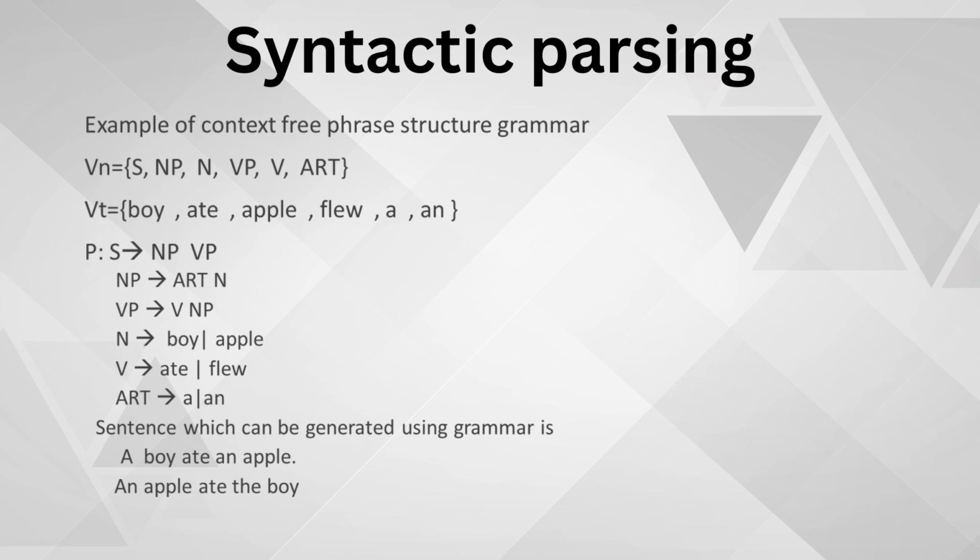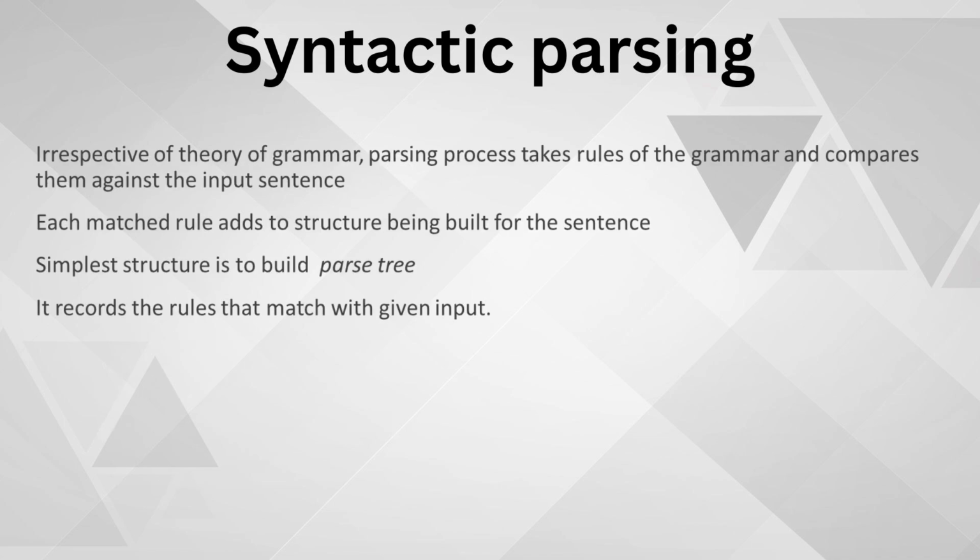Using this grammar, we can generate sentences like a boy ate an apple, which is grammatically correct. We can also generate a sentence, an apple ate the boy, which is syntactically right, but semantically incorrect. Irrespective of the theory of grammar, the parsing process takes the rules of the grammar and compares them against the input sentence. Each matched rule adds to the structure being built for the sentence.